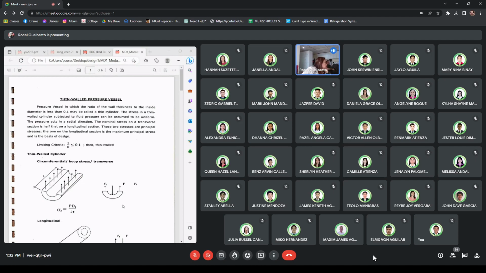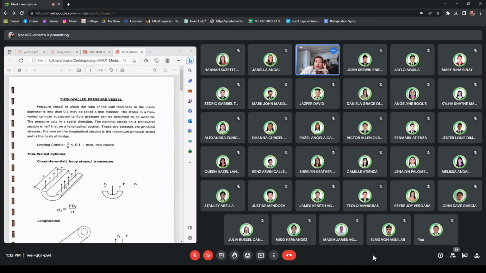Nakuha po ba? Nasundan po ba? Hello? Sa inside po. Okay, correct. Tama po yung sagot niyo. It would be on the inside, which is more exposed doon sa pressurized fluid. Mas mataas po yung stress niya doon. Pero sa thin wall po, it is assumed to be the same.